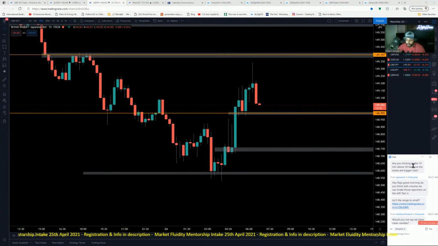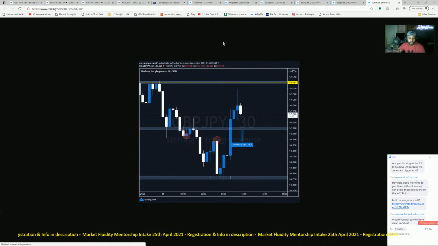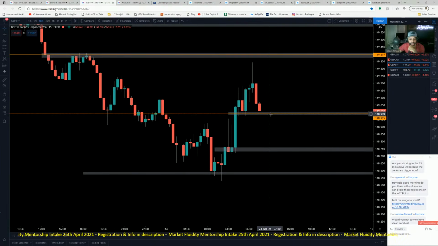Are you sticking with the 15-minute because the zones are bigger now? Yes, exactly. All right, let's take a look at this chart over here. So you're worried about these zones? If you're worried about these zones, we're basically expecting price to break through these areas with volume. That's what we're expecting.